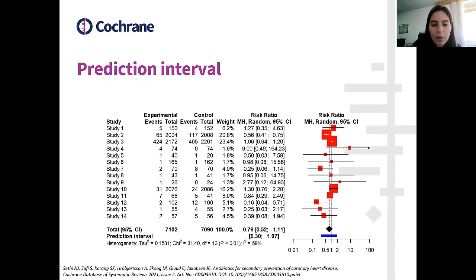So in the example we saw before, we have the diamond, which is the summary effect of the meta-analysis, and we also have the prediction interval, which depicts the heterogeneity that there is in this meta-analysis. And as we can see, it is clearer with the prediction interval that in a future study, there may not be a difference between the experimental and the control group, while in the summary effect of the meta-analysis, this is marginally not important.